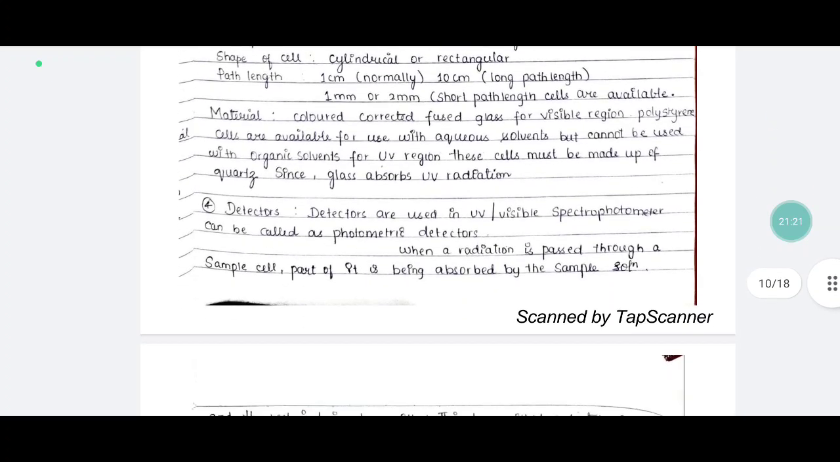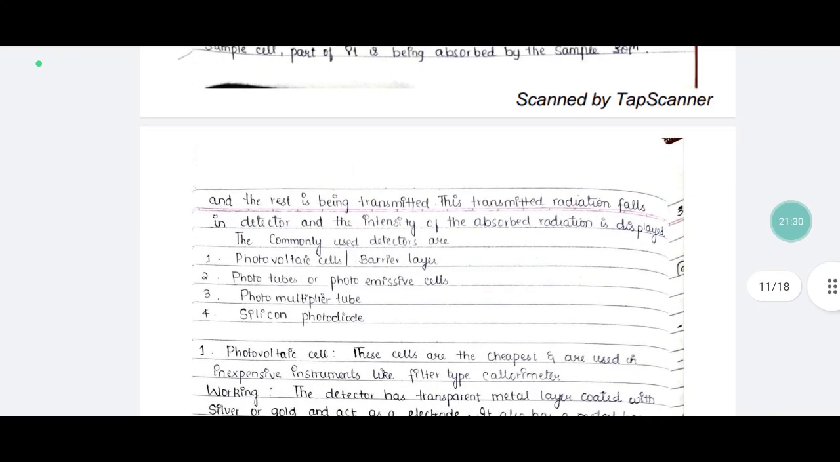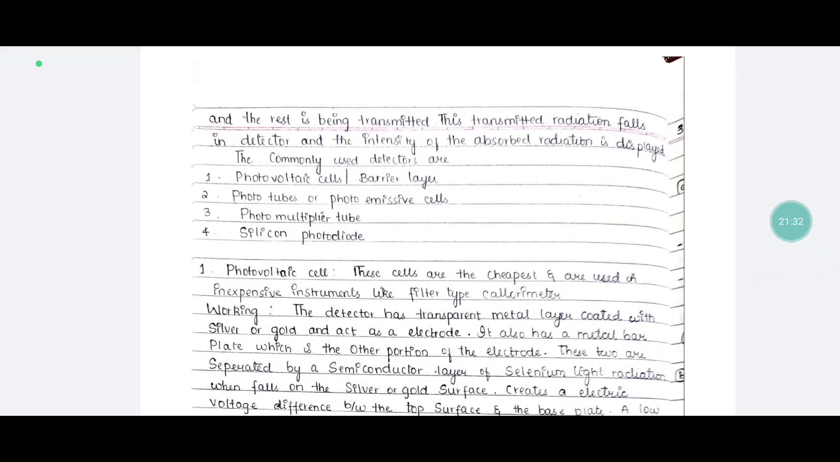And lastly, the detectors. The detectors used in UV visible spectroscopy are called photometric detectors. There are four mainly used detectors in UV visible spectroscopy. Number 1, photovoltaic cells or barrier layers. Number 2, phototube or photoemissive cells. Number 3, photomultiplier tube, and lastly the silicon photodiode.